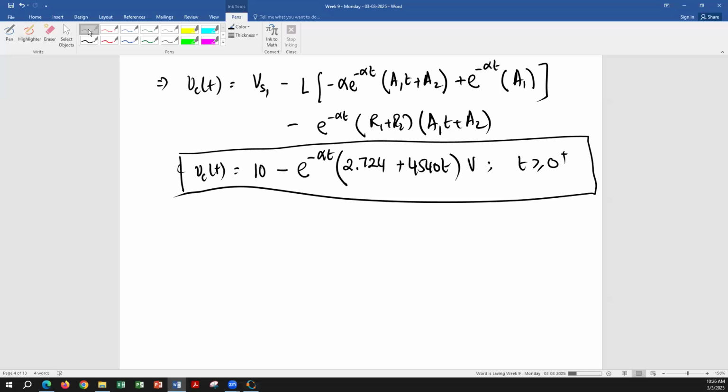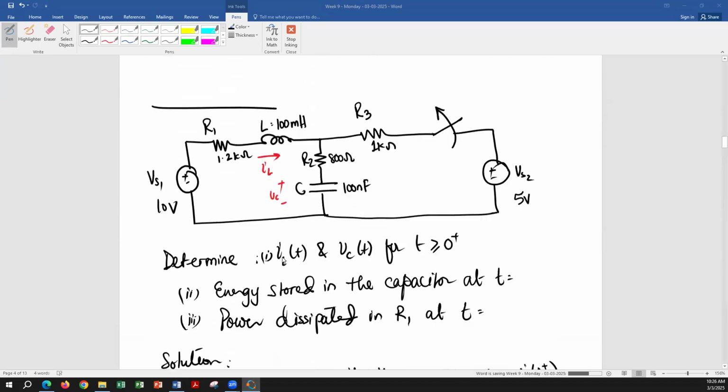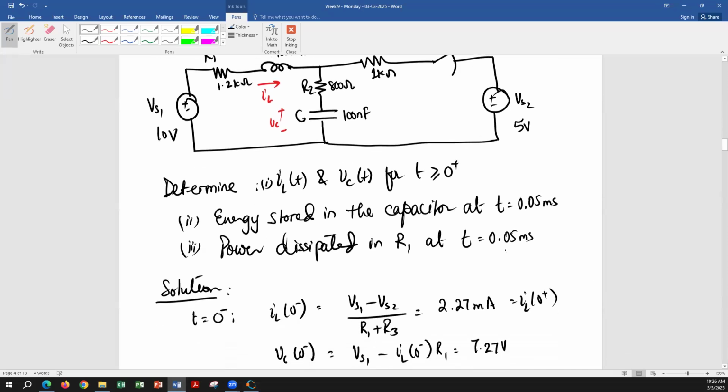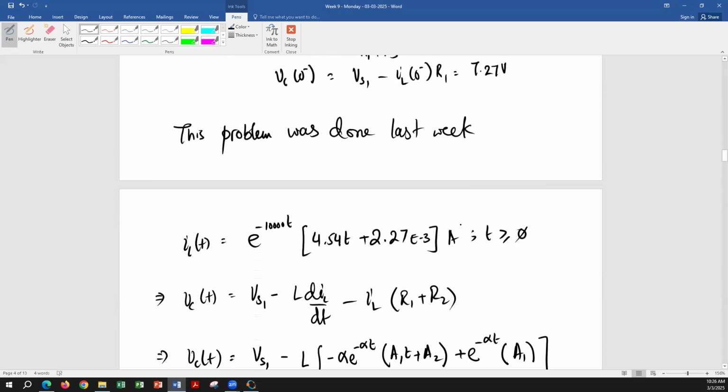So now we go back and let's see our time constant in this case is 0.1 milli. So let's go back and put this as 0.05 millisecond. So we're going to find the energy stored in the capacitor at 0.05 millisecond, and at the same time, what is the power dissipated in R?